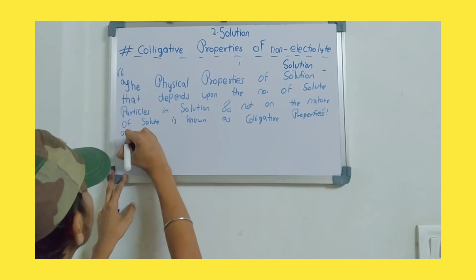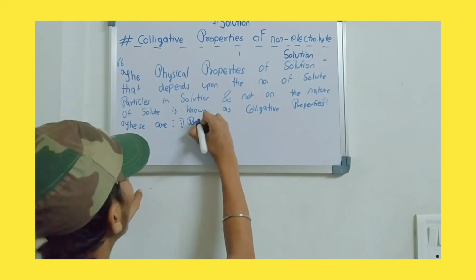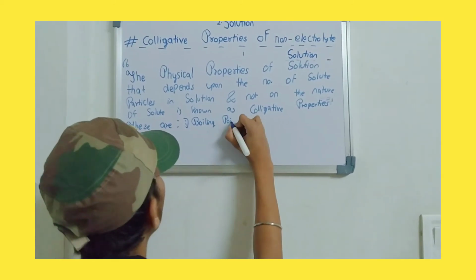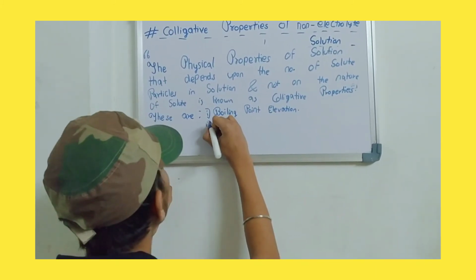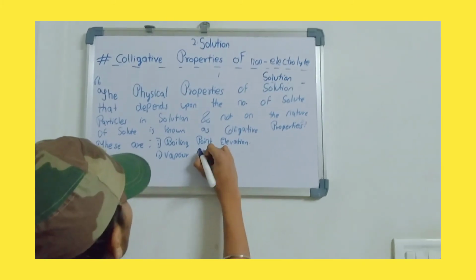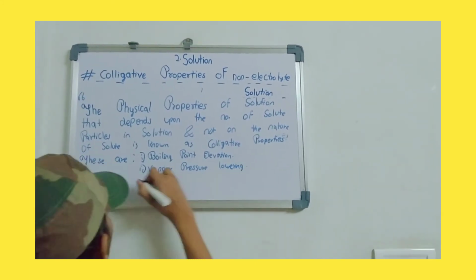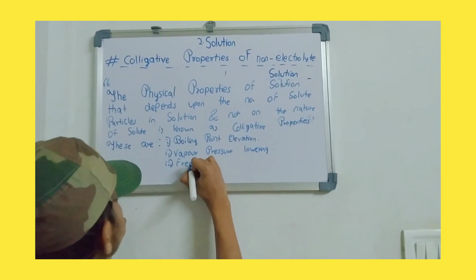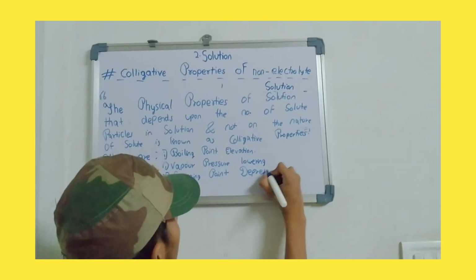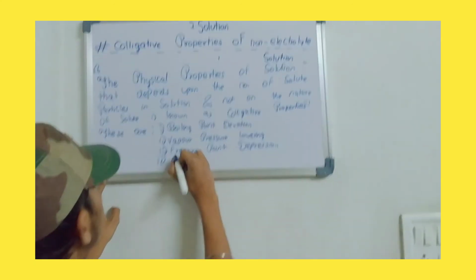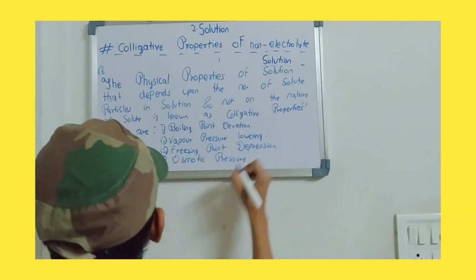So basically there are four colligative properties. These are: first, boiling point elevation, vapor pressure lowering, freezing point depression, and the last one is osmotic pressure. So these four are the colligative properties.